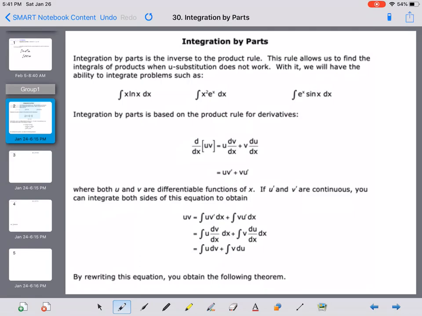If we think about our integration by parts, it's actually based on our product rule for derivatives. So if we take the derivative of u times v with respect to x, we get that product where we take the derivative of the first times the second plus the derivative of the second times the first. Now the one on your page is written kind of backwards, but really doesn't matter because we're adding. So you guys would probably see it more like this. So derivative of the first.